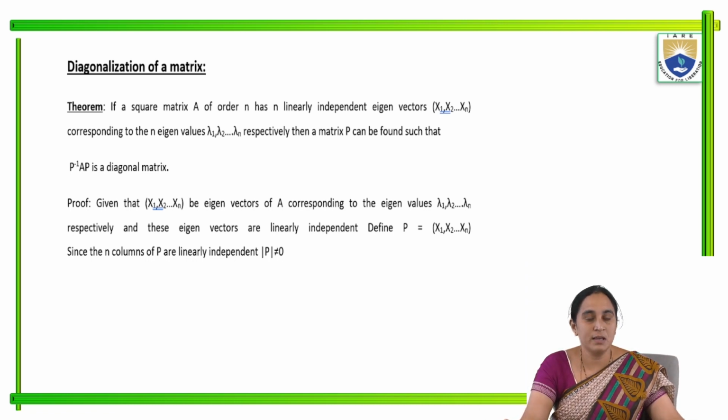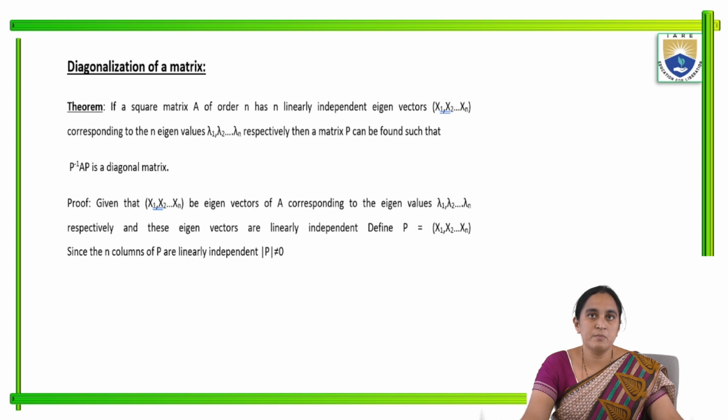Here one theorem is there. According to the theorem statement, if a square matrix A of order n has n linearly independent eigenvectors x1, x2 and so on xn corresponding to the n eigenvalues lambda 1, lambda 2 and so on lambda n respectively, then a matrix P can be found such that P inverse AP is a diagonal matrix. This is the statement for the diagonalization of a matrix.